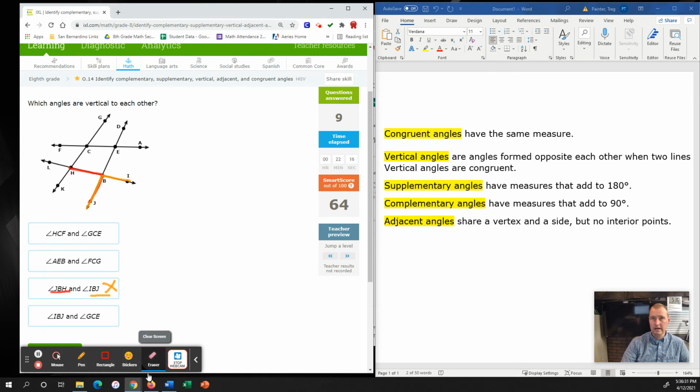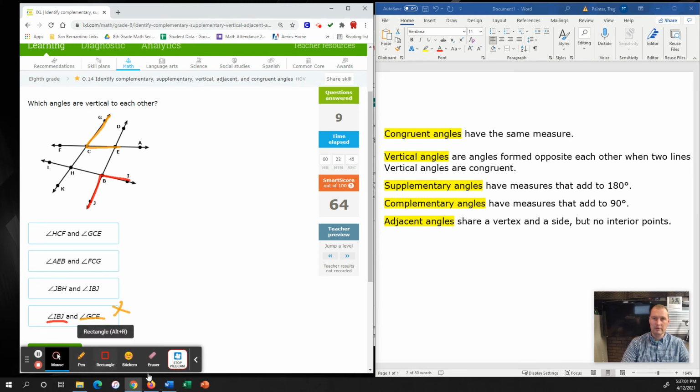All right, last one. Let's try IBJ, and GCE. So G, looking for it. Where is it at? There it is, up here. GCE. No, same problem. They don't share vertexes, so no. So the first one is correct for sure.